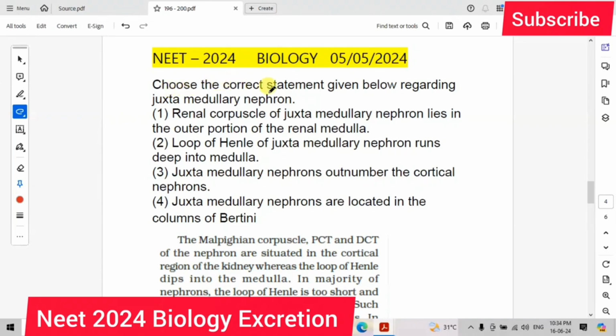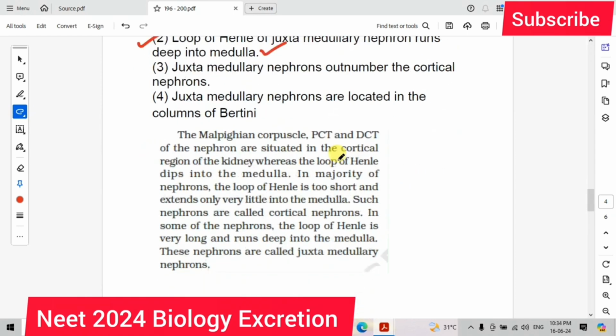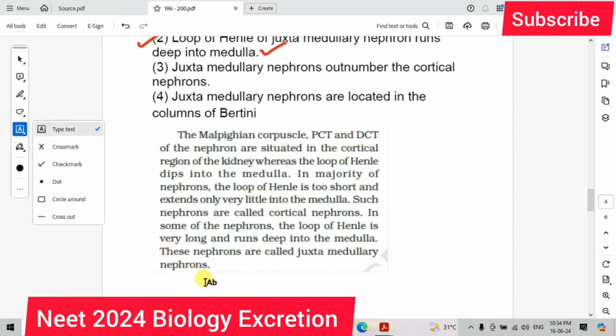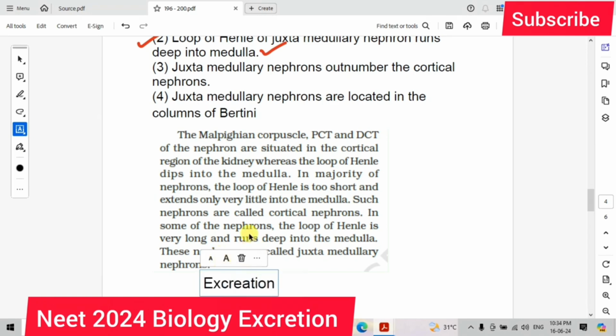Choose the correct statement given below regarding the juxtamedullary nephrons. And its answer is option 2. Loop of Henle of juxtamedullary nephrons runs deep into the medulla. It is option 2 is the answer. Next, we can see the NCERT below regarding the topic from the chapter known as excretion, the kidney functions.